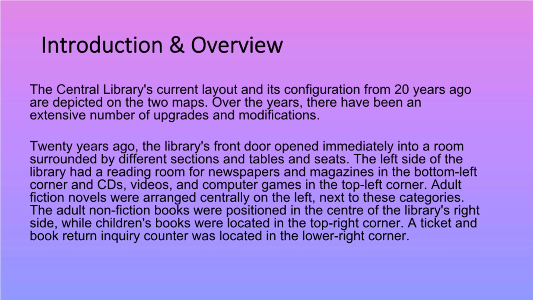The left side of the library had a reading room for newspapers and magazines in the bottom left corner and CDs, videos, and computer games in the top left corner. Adult fiction novels were arranged centrally on the left, next to these categories. The adult non-fiction books were positioned in the center of the library's right side, while children's books were located in the top right corner. A ticket and book return inquiry counter was located in the lower right corner.